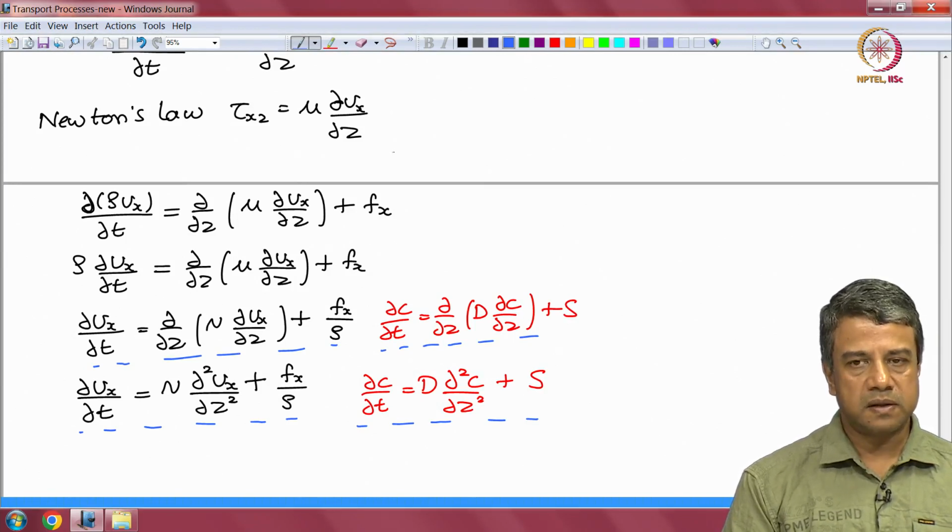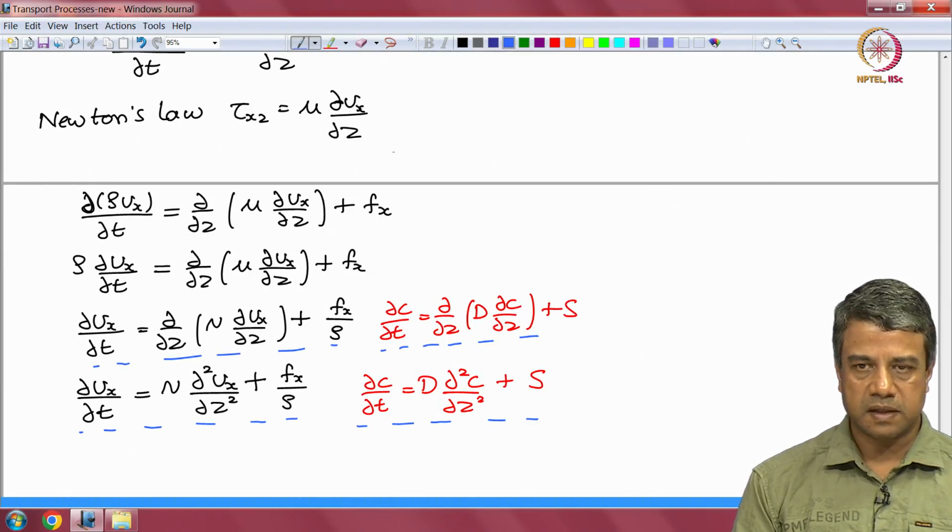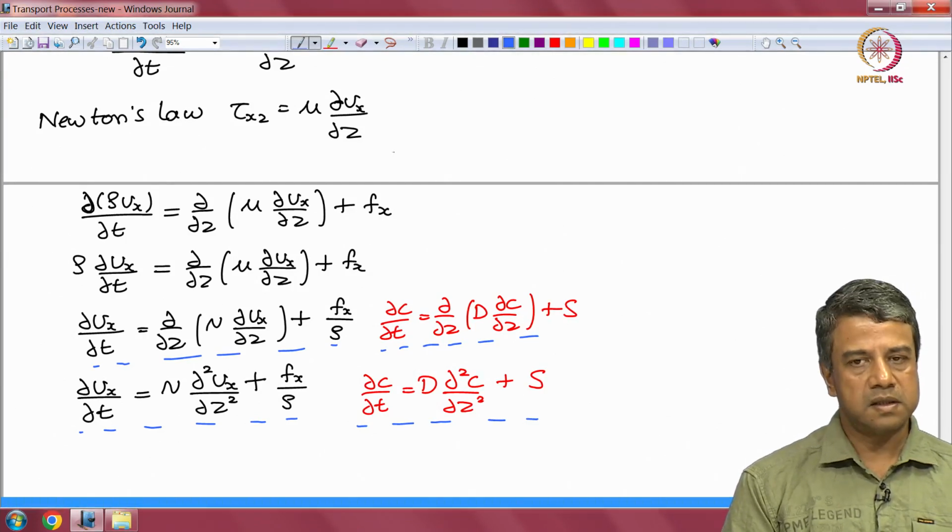So, this completes our derivation of conservation equations for unidirectional flow in this Cartesian coordinate system.